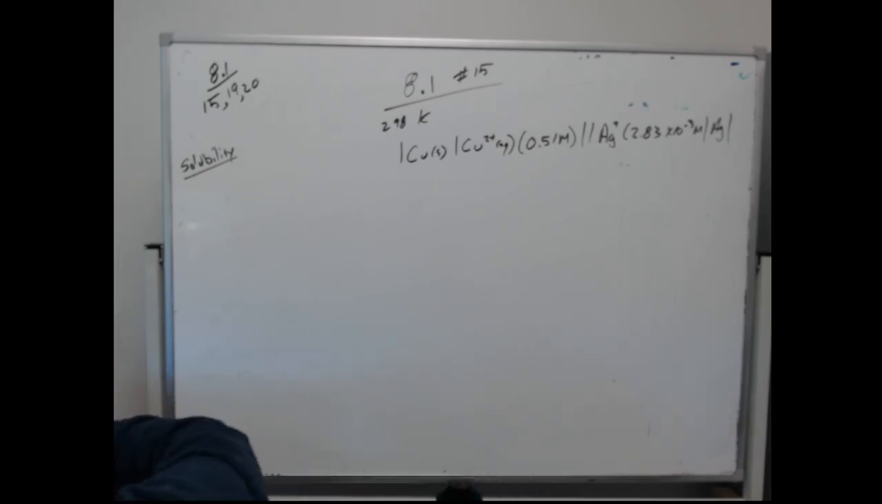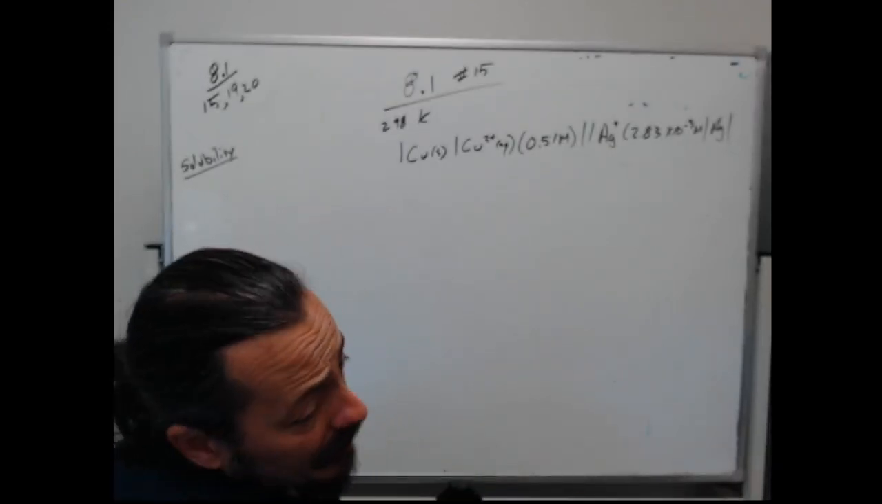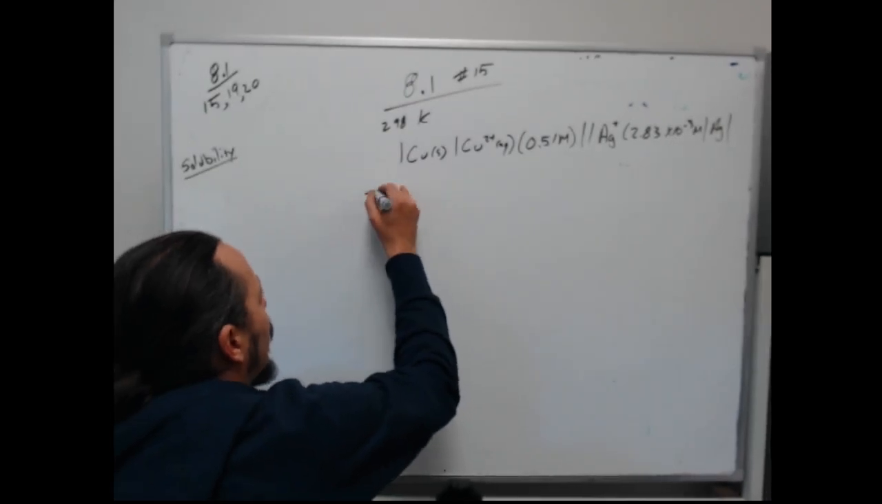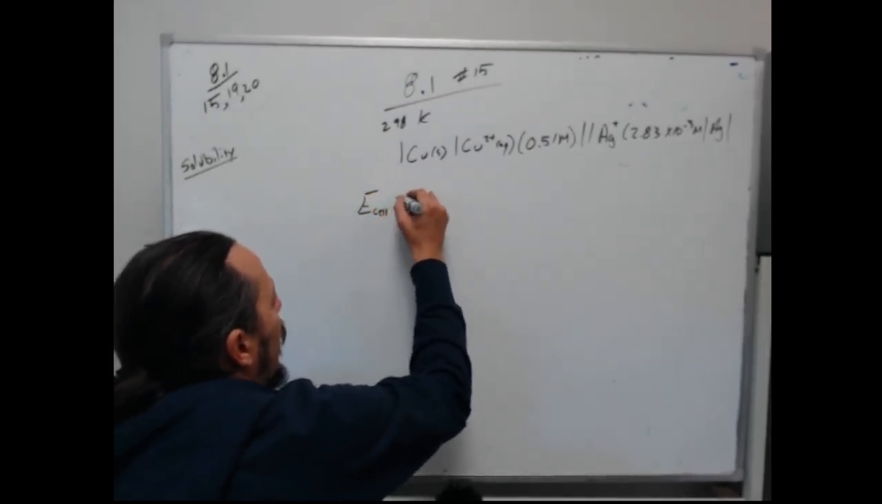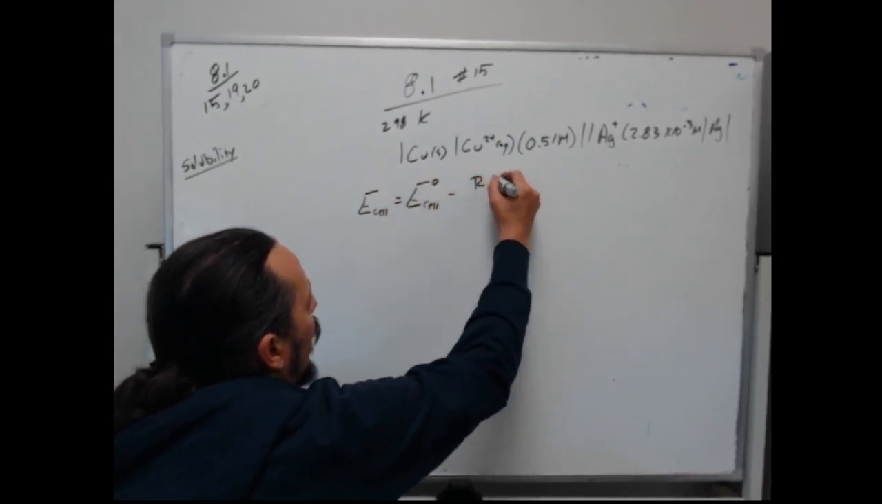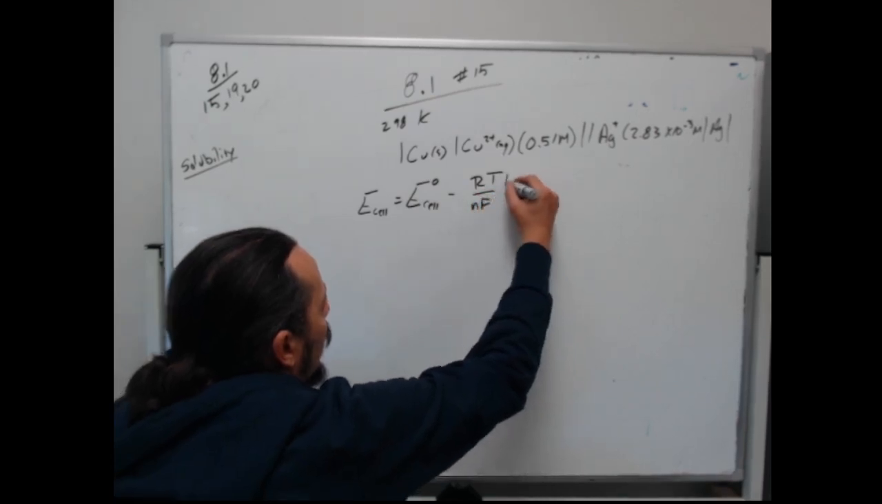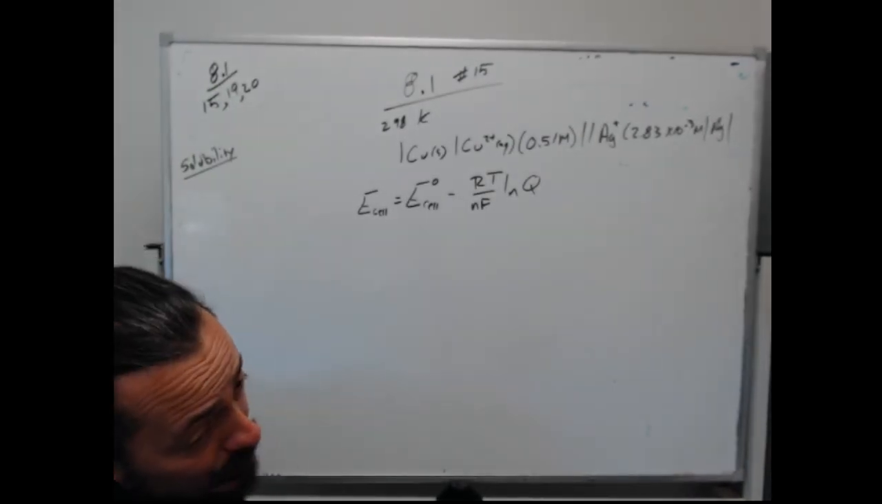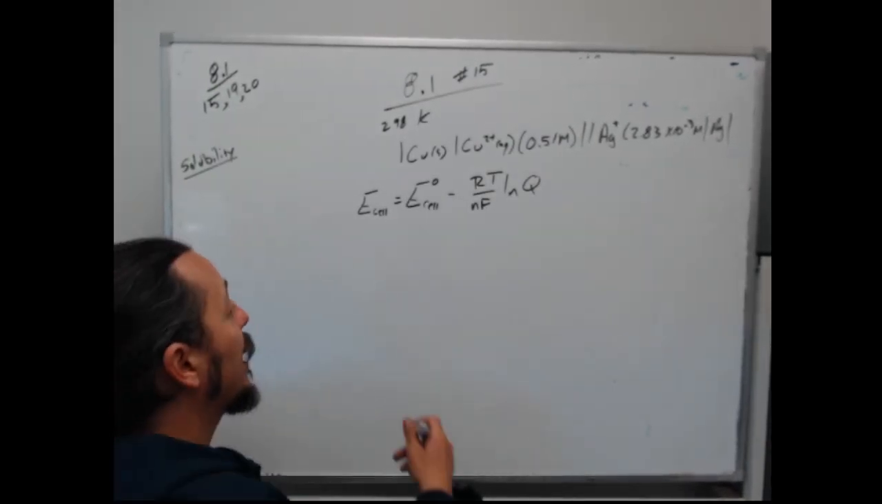You know, there's a lot of information here. We are going to need the balanced chemical equation as well. But we can start with recognizing that E cell is equal to E cell naught minus RT over nF ln Q. And as soon as I write that down, I'm like, oh, I need the balanced chemical equation so I can figure out what Q is.